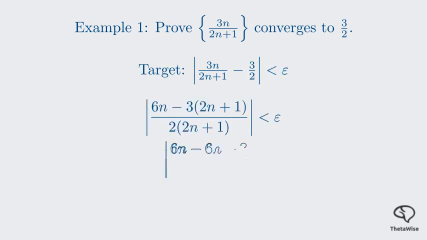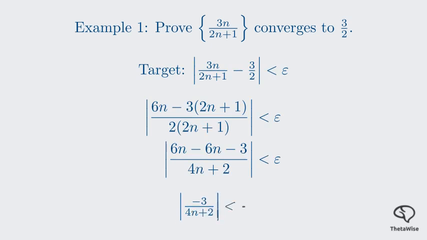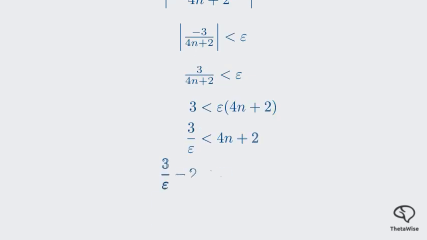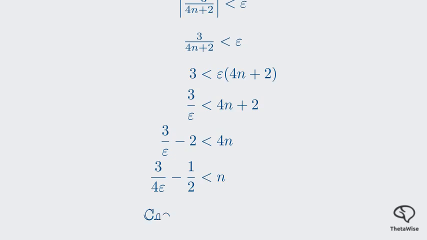We combine the fractions and simplify, which gives us the absolute value of negative 3 over 2 times the quantity 2n plus 1. Since n is a positive integer, 4n plus 2 is positive, so we can remove the absolute value signs. We now need to find N such that 3 over 4n plus 2 is less than epsilon. We just need to solve this inequality for n. This inequality tells us that if n is larger than this value on the right, the condition will be met. This is exactly what we need for N. So we choose N to be the smallest integer that is greater than this expression. We often use the ceiling function for this.